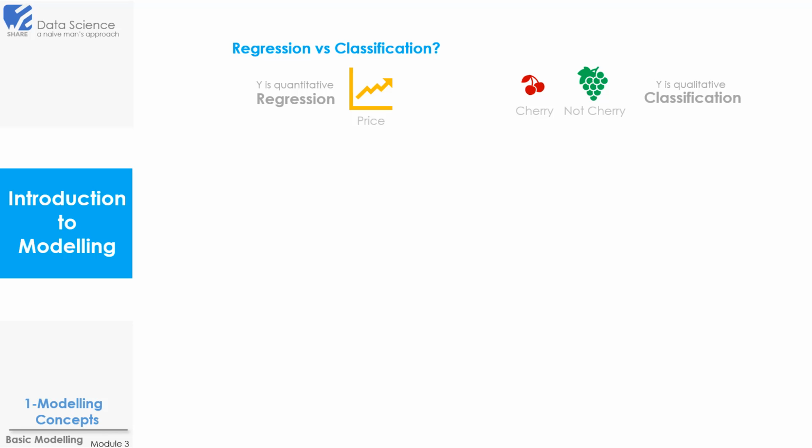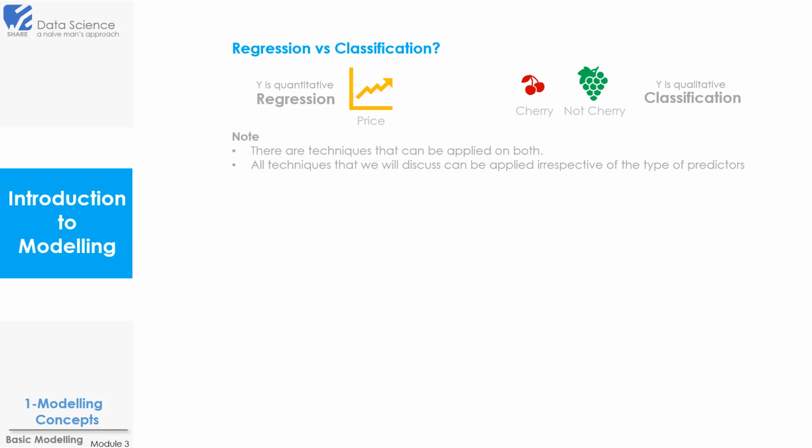While in classification, our dependent variable y is qualitative, and our aim is to classify this qualitative variable based on the independent variable x. So let's say we have color, shape, and size of cherry as our independent variables. So here we will try to classify a given fruit as cherry or not a cherry based on these independent variables.